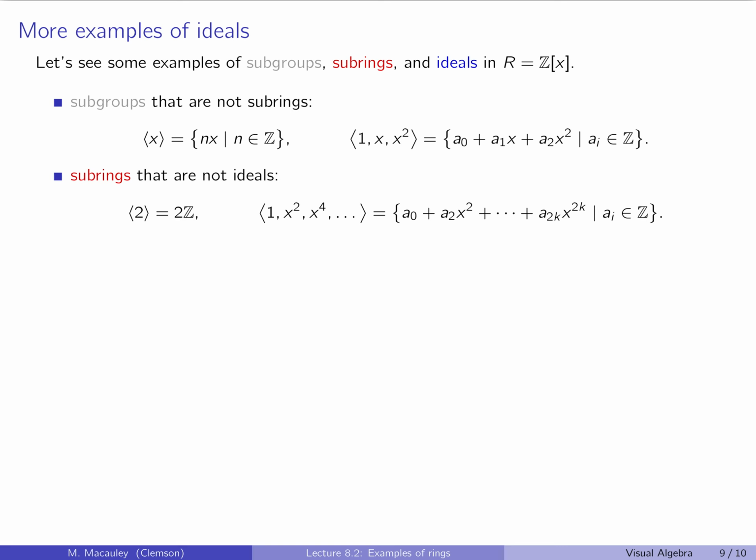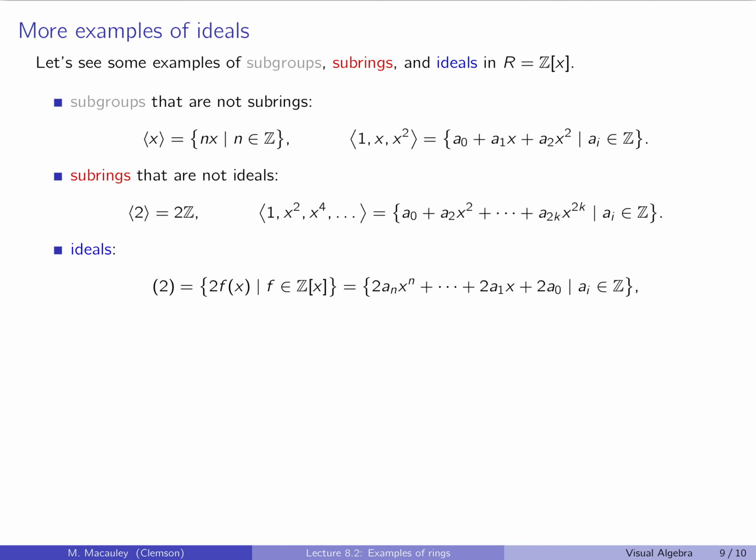Here's another example. Let's take the subgroup generated by 1, x squared, x to the fourth, etc., say an infinite generating set. And again, you can add and subtract these at will. What do you get? Well, you get all polynomials that have only even powered terms. So you don't have any x's or x cubes, etc. And this is a subring, because if you square any of these, you still get even powered terms. But it's not an ideal, because if you take something like this and you multiply it by x, you no longer have just even powered terms.